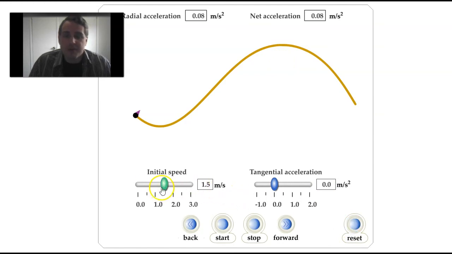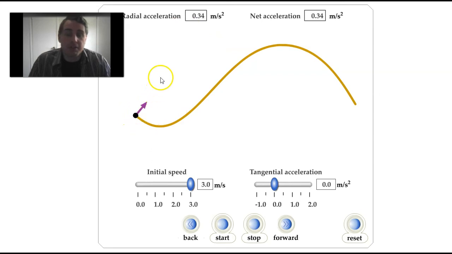Let's repeat the same experiment but with double the speed. Notice that if you have double the speed, you should have, for the same radius as we had before, double the centripetal acceleration. And that's because v squared over r, if v is doubled, I'm sorry, I should actually say it should be 4 times the radial acceleration. Because if v squared, if you double the speed, you get 4 times the centripetal acceleration.